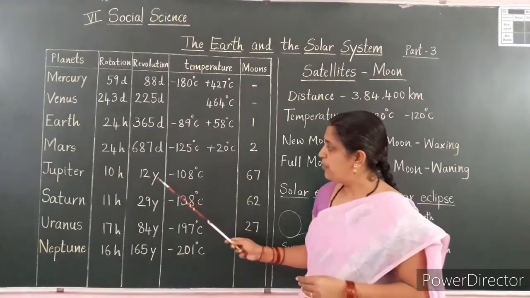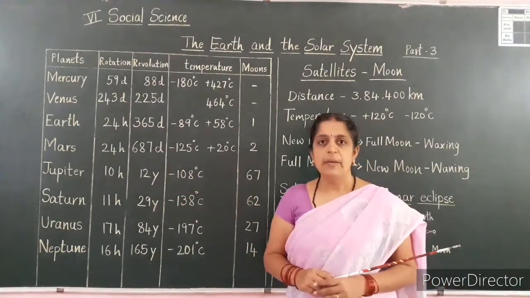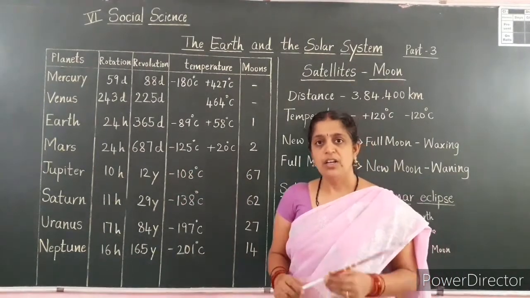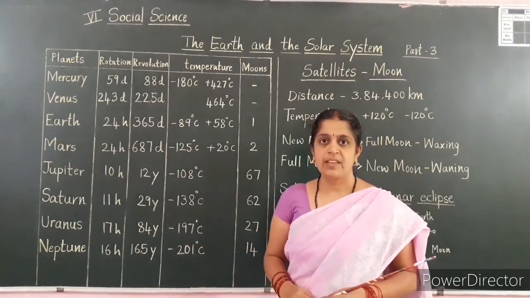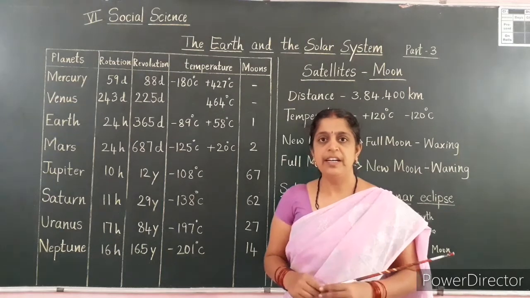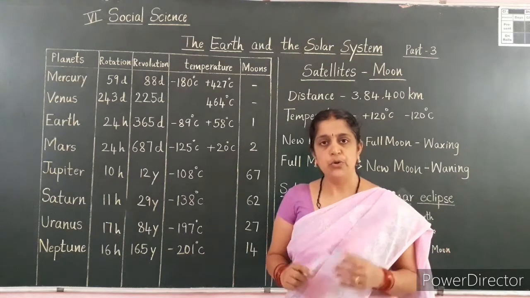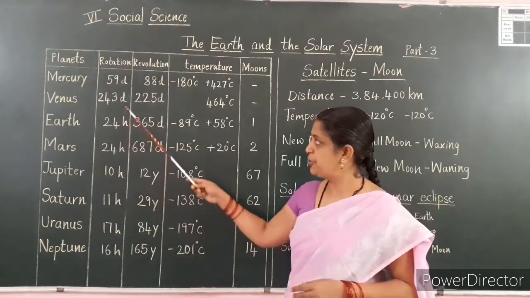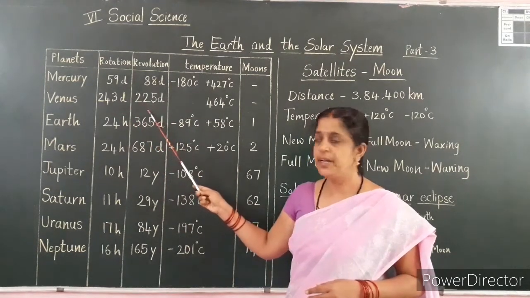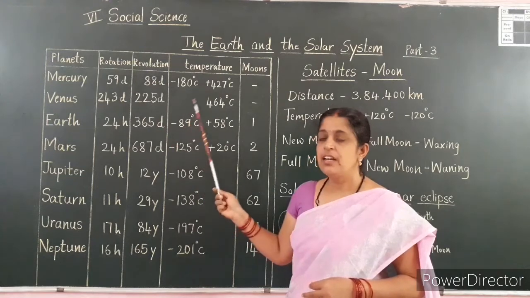So up to now we discussed the planets. Children, now we have learned about planets. We know many details about planets. So you also prepare the same chart consisting of rotation period, revolution period, temperature, and moons.